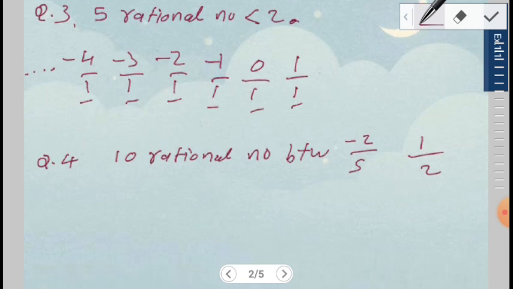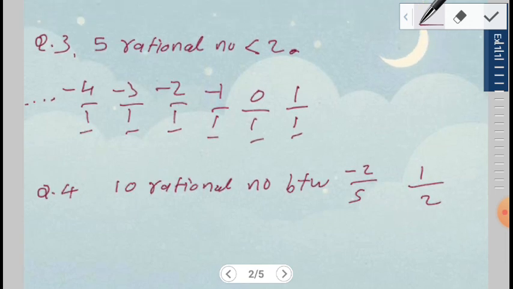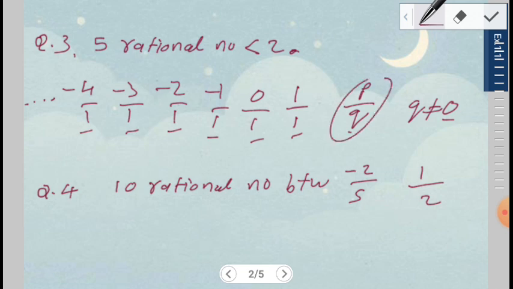On question 4, before going to the fourth question, I just want to remind you of the meaning of a rational number. A number in the form P upon Q is called a rational number, where Q is never equal to 0. That means Q should be any number other than 0, so that it can be a rational number.